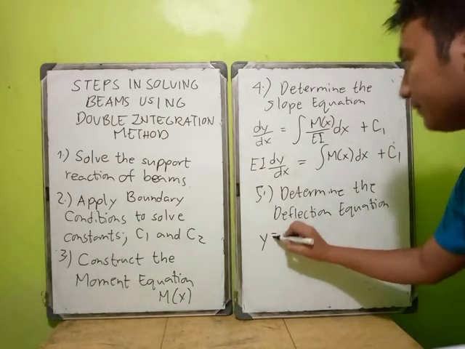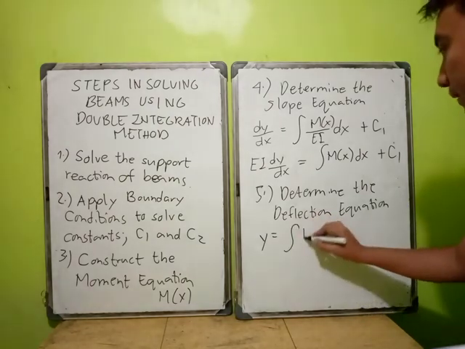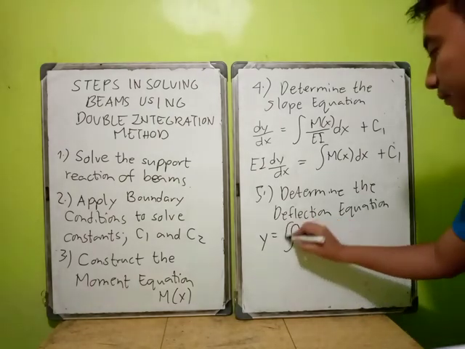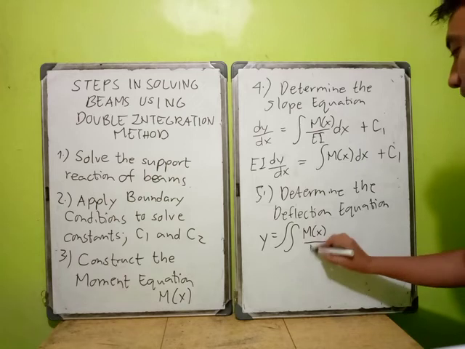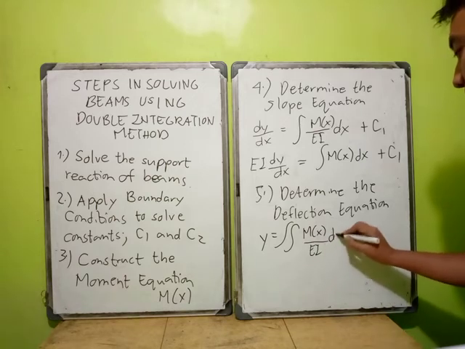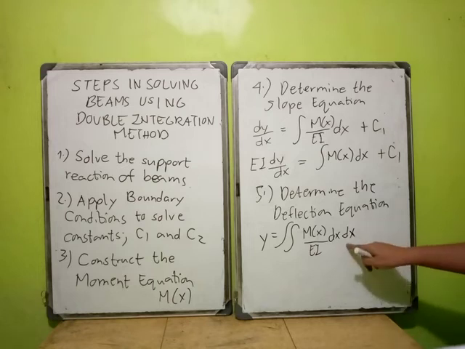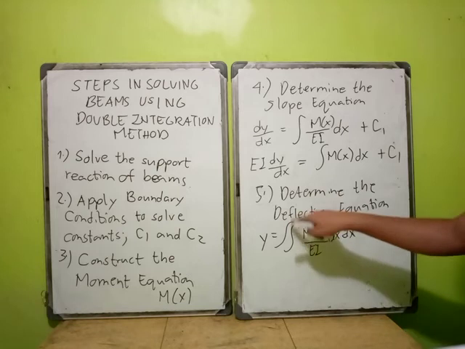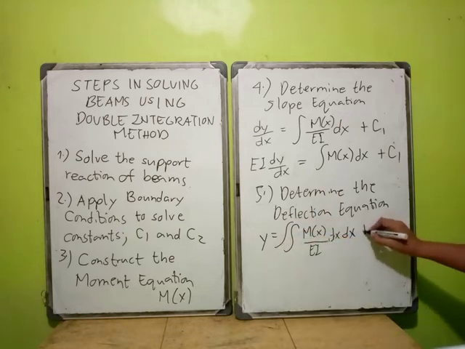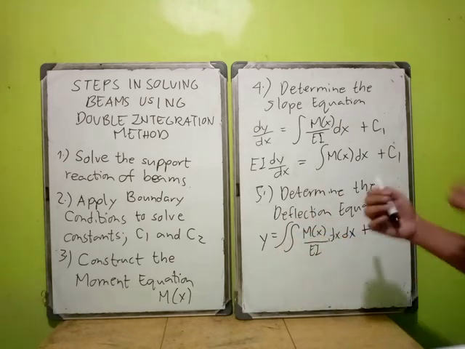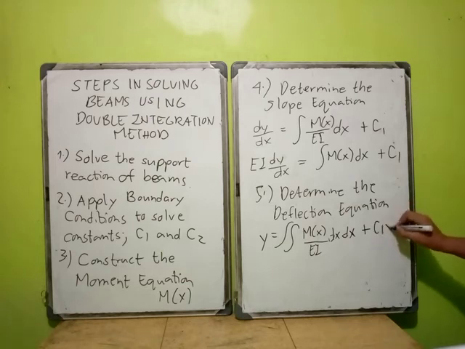So, y or your deflection is equivalent to the double integral of M of x over EI dx dx. So, why is there a double dx? Oh, we doubled the dx because after integrating, the dx disappears. If we integrate again, the integral will really disappear. And then, C1 x plus C2.